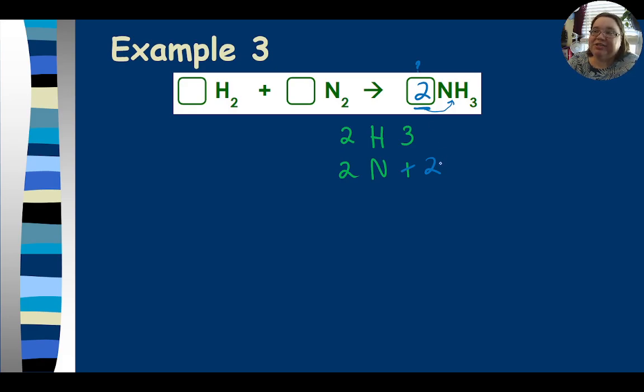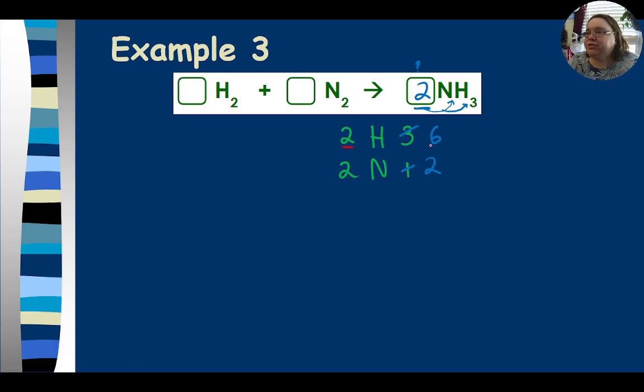That 2 changes the N's and changes the 3 H's, so it also multiplies this coefficient. It is important when you have a compound and you add a coefficient that you recount everything in that compound. So we not only have 2 N's, but we have 6 H's. So now let's finish fixing our H's.